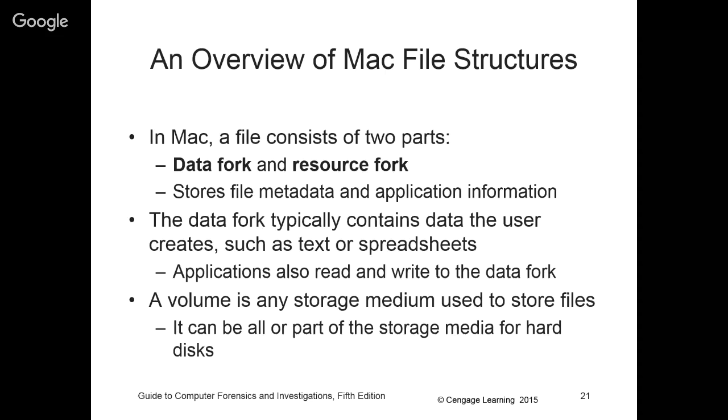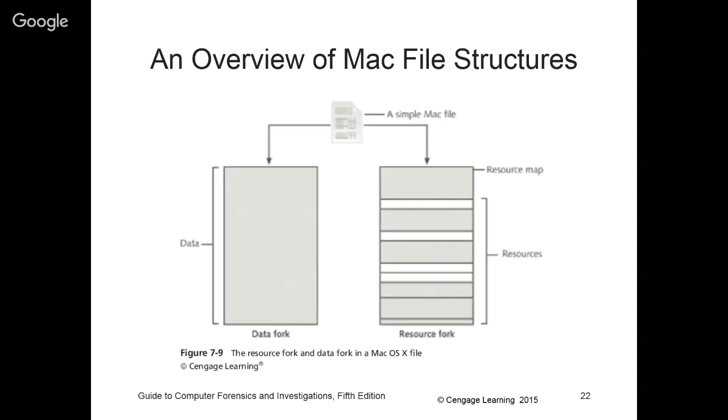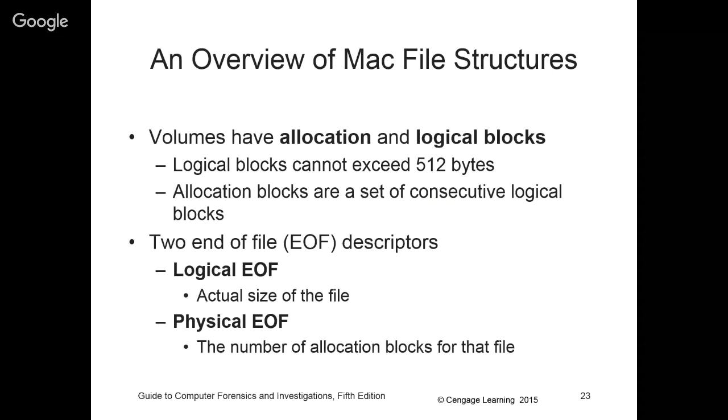A volume is the storage medium used to store files, and can be all or part of the storage media for hard disks. So we see how the simple Mac file creates both the data fork and the resource fork in each block. Volumes have allocation and logical blocks. Logical blocks can't be larger than 512 bytes, and the allocation blocks are a set of consecutive logical blocks. Two end-of-file descriptors are a logical end-of-file and the physical, with the logical being the actual size and the physical being the number of allocation blocks for that file.